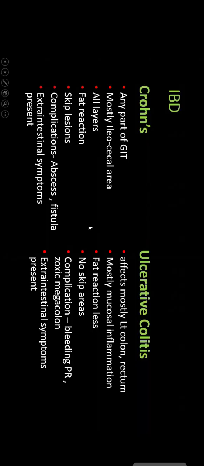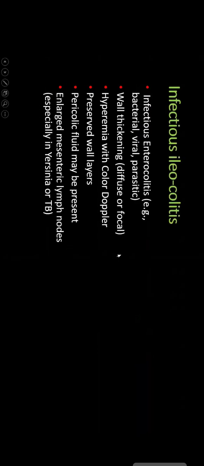Whereas in ulcerative colitis, it is mostly affecting the left side of the colon and rectum. The disease mostly affects the mucosal layer, causing its inflammation. Pericolonic fat reaction is less, no skip lesions, there is continuity in involvement. It can complicate with bleeding per rectum or toxic megacolon. Extraintestinal symptoms can be present in these patients also. So this is how we can compare between both the conditions.